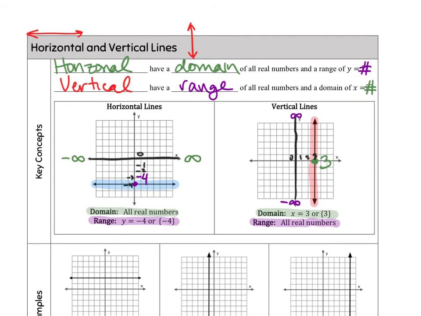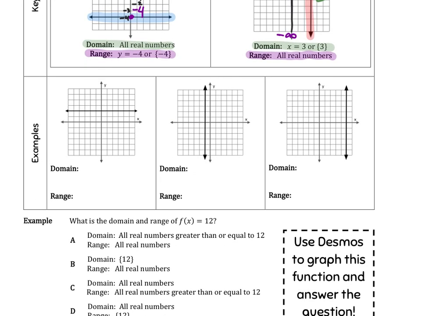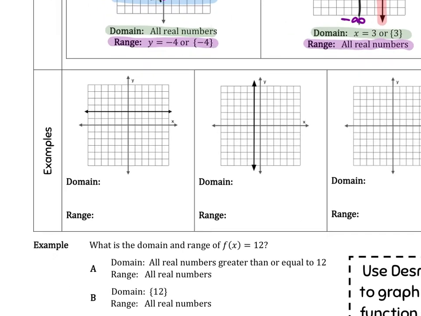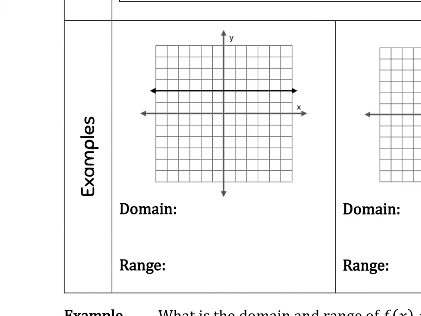Yes, ma'am. Okay, here we go. We're going to do these three together. I'm not having you do them by yourself just yet. If I'm asking for the domain of this first graph, first let's make sure we know where our axes are. This is the x-axis, labeled with an x, and this is the y-axis, labeled with a y. Is my graph horizontal or vertical? Horizontal. Here's my horizontal line.